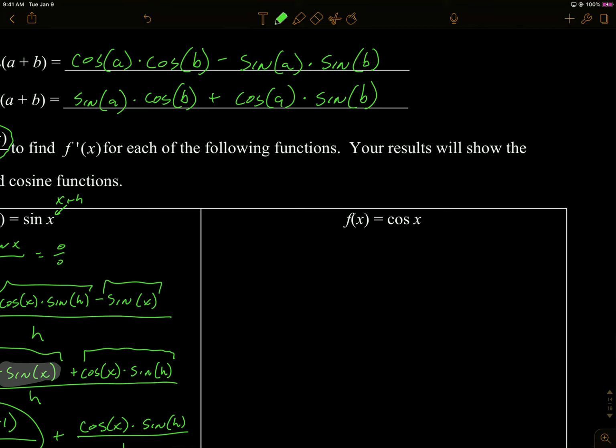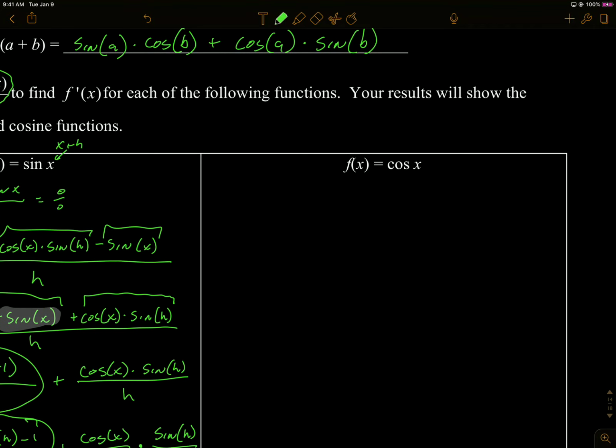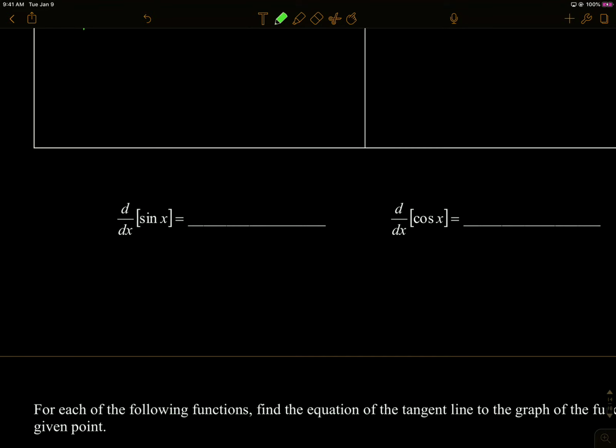Okay. A similar proof would apply over here. I'm not going to do it out for you. The derivative is going to be negative sine of x. You can work through that on your own if you like.